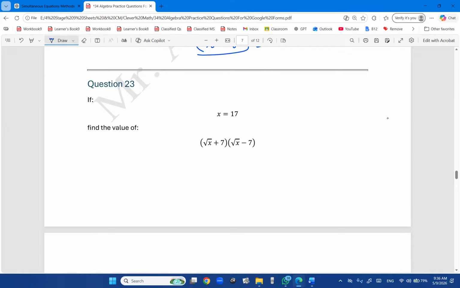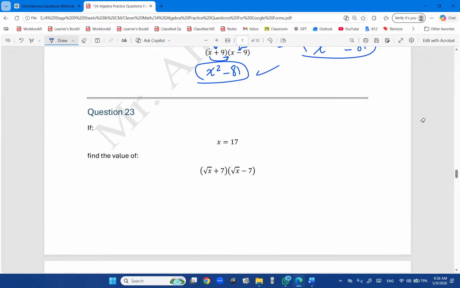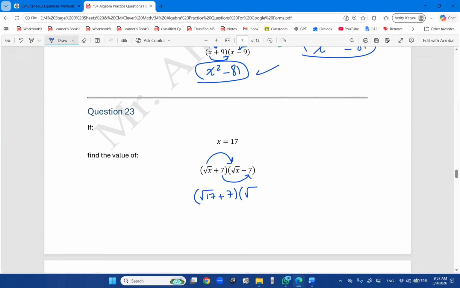Here, we're going to use what we learned in question 22 to answer question 23. So we learned that if they have the same values exactly, but different signs, I multiply first by first and second by second only. So here this is what? Square root of 17 plus 7 multiplied by square root of 17 minus 7, they said x is 17 minus 7.